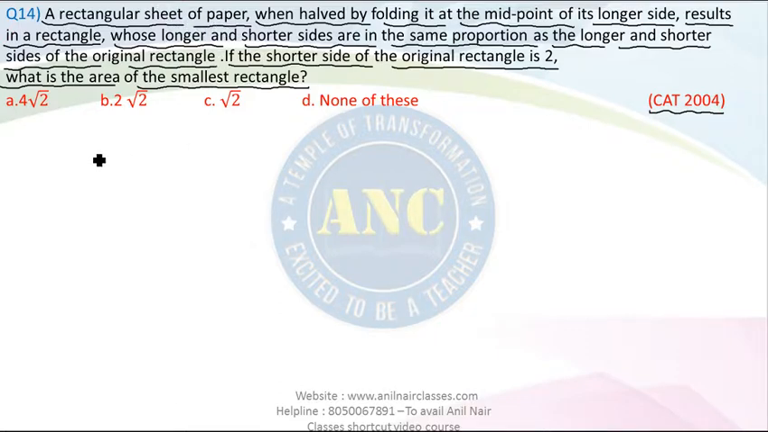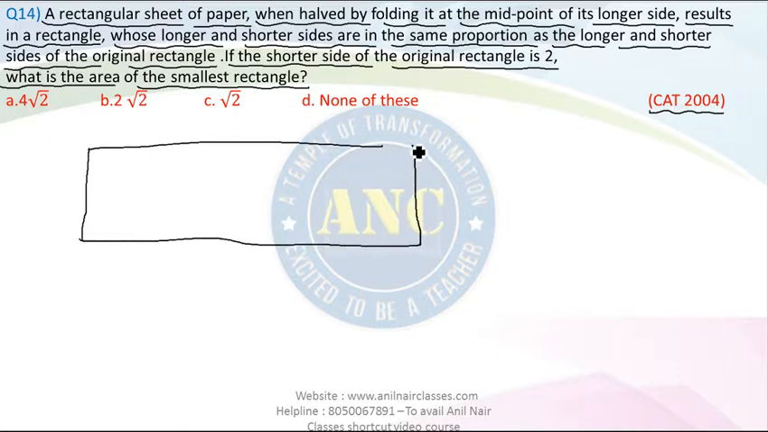A rectangular sheet of paper. Beautiful. There is a rectangular sheet of paper just like this. I am drawing it. The diagram is not drawn to scale. Let me call the original rectangular sheet of paper ABCD. Now this is my first statement: a rectangular sheet of paper when halved by folding it at the midpoint of its longer side.